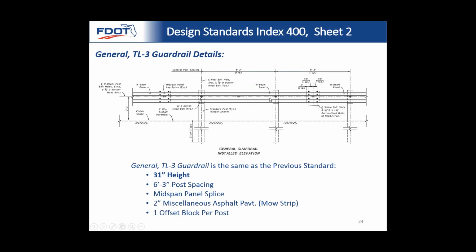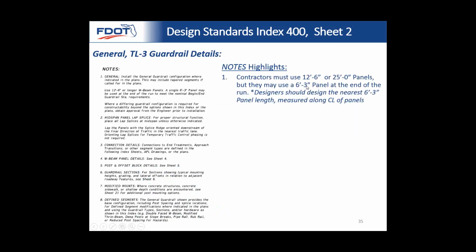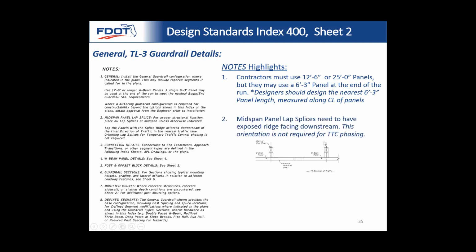Going back here, we have our basic 12-foot 6-inch panels, but we allow the contractor to end the run with a 6-foot 3-inch panel and a 6-foot 3-inch post spacing as usual. And that means that designers can design to the nearest 6'3". It used to be 12'6". So that's something that's new with our new standard.